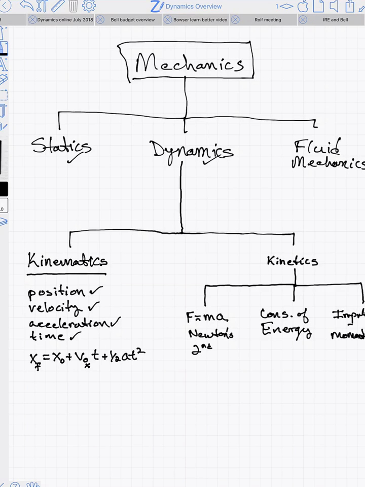So dynamics is really what I call going around the helix, where we learn something at a certain lower level, and we go around the helix and we learn it again at a higher level and again at a higher level. And as we go through dynamics, we're taking things that we learned in physics, that being kinematics, Newton's second law, conservation of energy, and impulse momentum, and learning them more deeply, at a higher level.